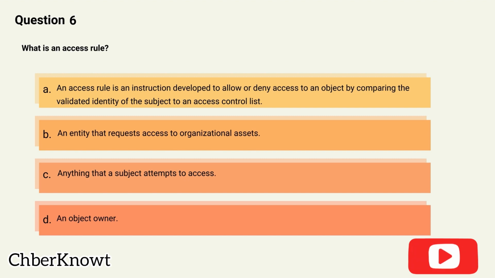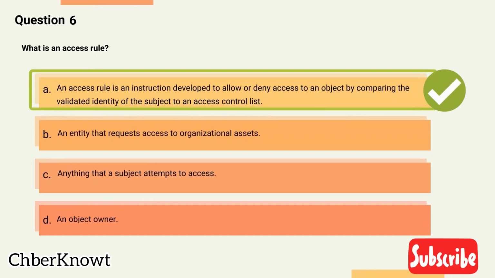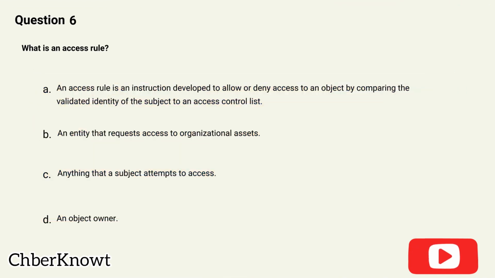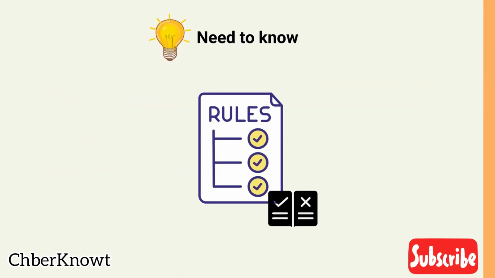The correct answer is Option A. An access rule is an instruction developed to allow or deny access to an object by comparing the validated identity of the subject to an access control list. Explanation. An access rule is an instruction developed to allow or deny access to an object by comparing the validated identity of the subject to an access control list.